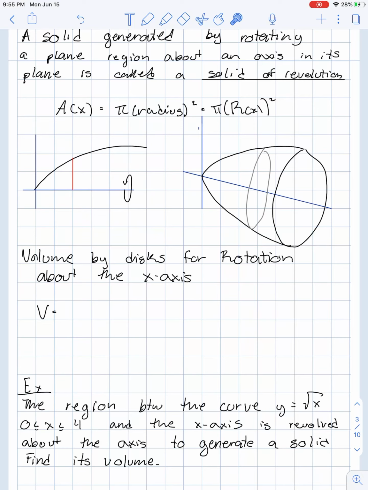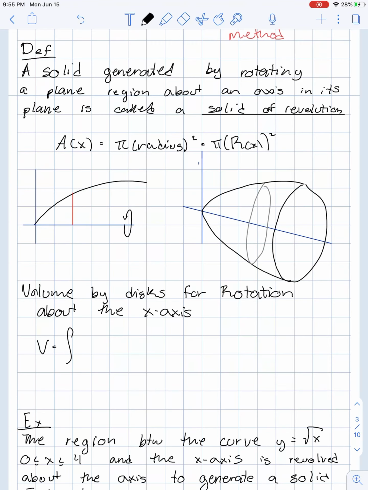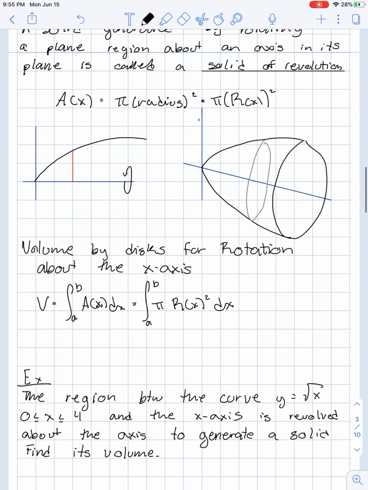The volume of the disks, by disks, for rotation about the x-axis. We'll call that V, and that's always going to be the integral from A to B of the cross section. But we can get a little bit more specific, because that cross section is a circle, so I can go from A to B of pi r squared, where r of x is our radius, and usually the curve that I am flipping around, all right?